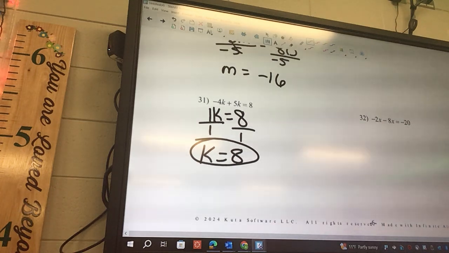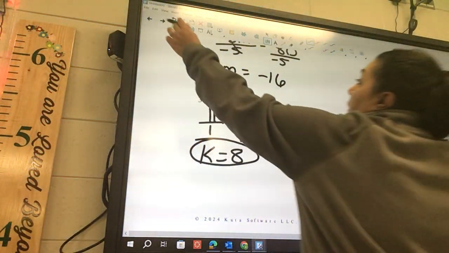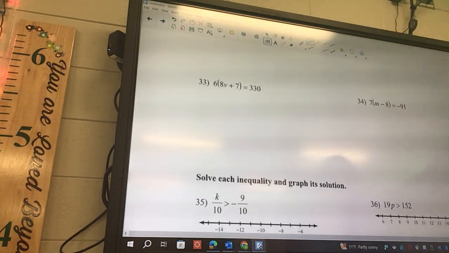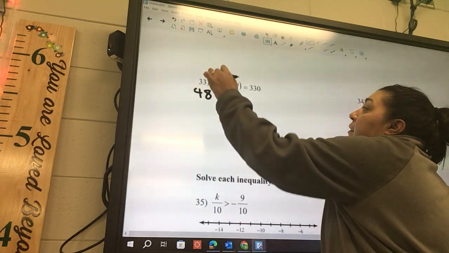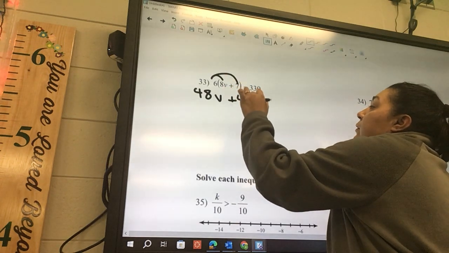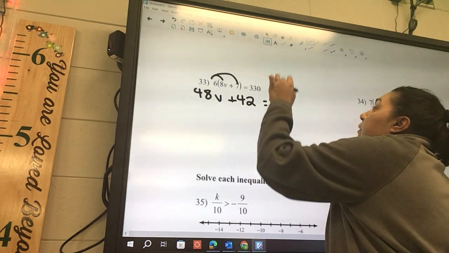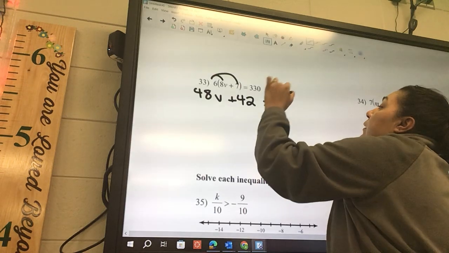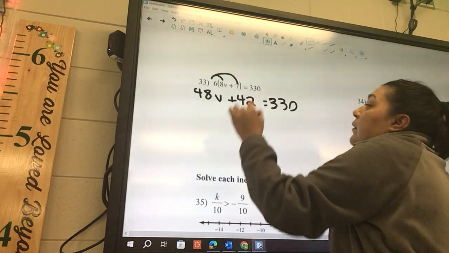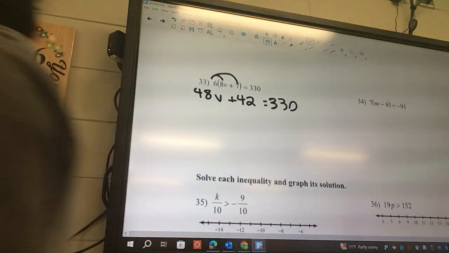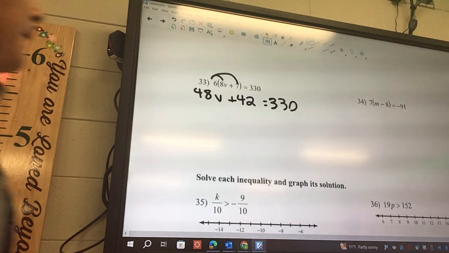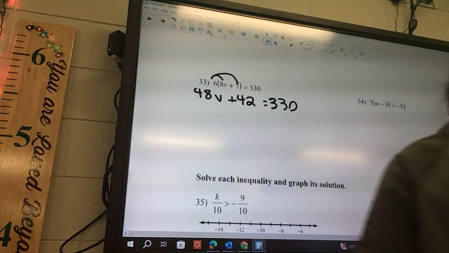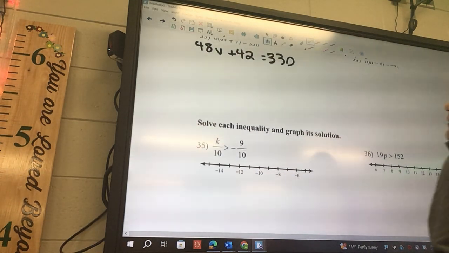Okay, 33. What needs done first? We're going to distribute. So 6 times 8 is 48v. 6 times 7 is 42. Equals 330. Okay, then what? Minus 42 from both sides.